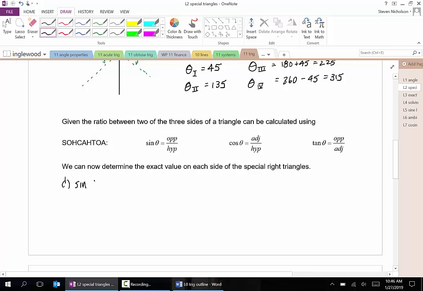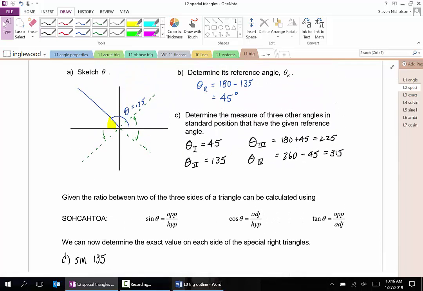Okay, now I'm just going to pick the sine. It doesn't matter what I choose. I want to know the sine of 135 degrees. In order to find the sine of 135 degrees, we're not going to worry about the 135 degrees. What we're going to worry about is our reference angle, which we're going to use to make an acute triangle.